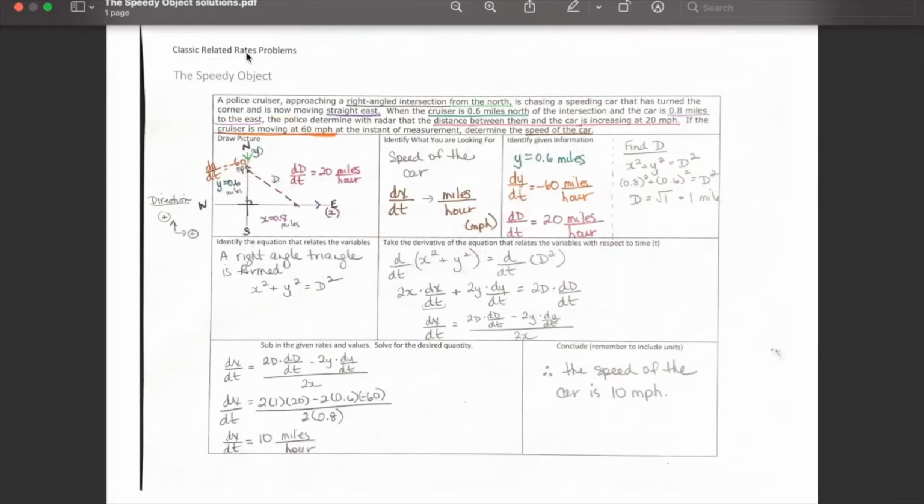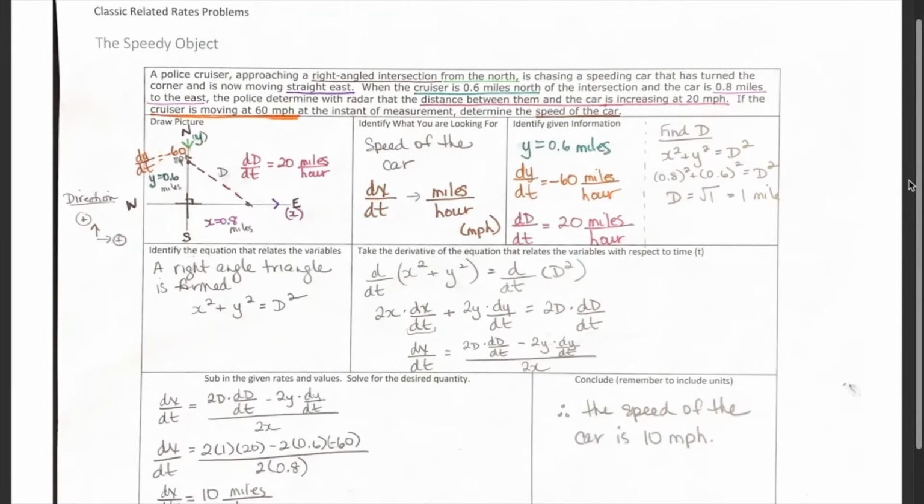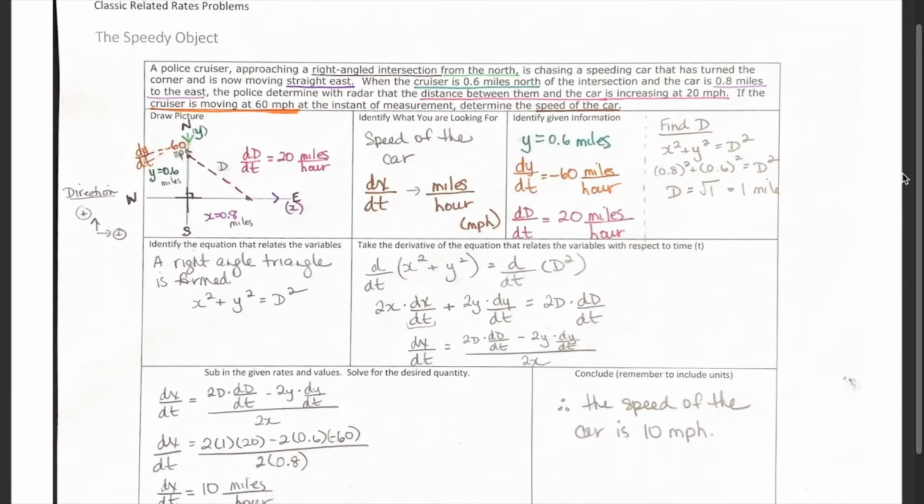So I call this question the speedy object question, and again, a common related rates type of problem. Sometimes you'll see this problem or this strategy used to model particle movement. In this example, we're looking at how the movement of two cars at an intersection are connected to each other through their rates and their speeds. Okay, so let's read through the question and then we'll take you through how to calculate it.